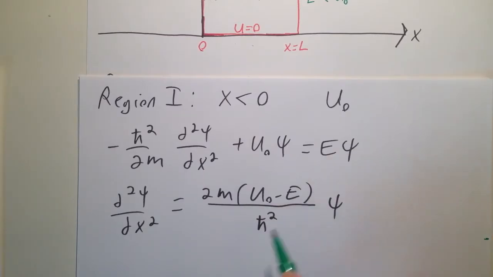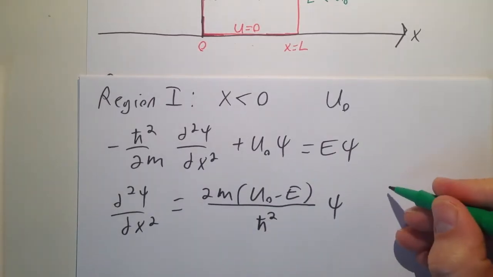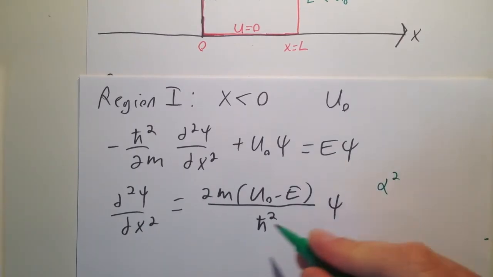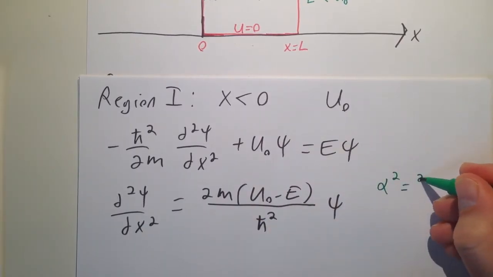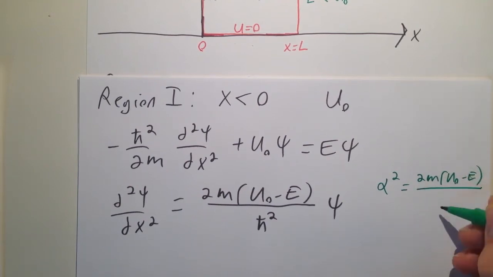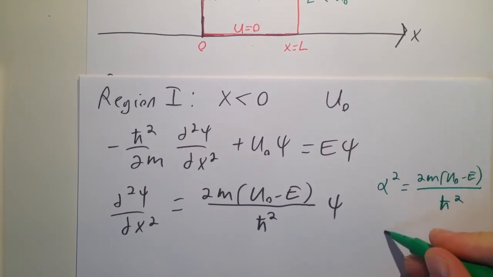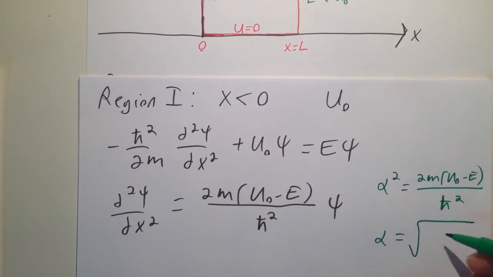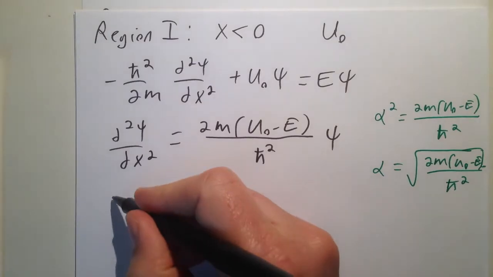And again, I have a bunch of constants here. Let's just give those a name to help us keep track of them. I'm going to call that all alpha squared. So I'm going to define alpha squared to be equal to 2m (u-naught minus E) over h bar squared. Or alpha is just equal to the square root of all of this. Okay, so when I do that, again, we get a nice simple looking equation.